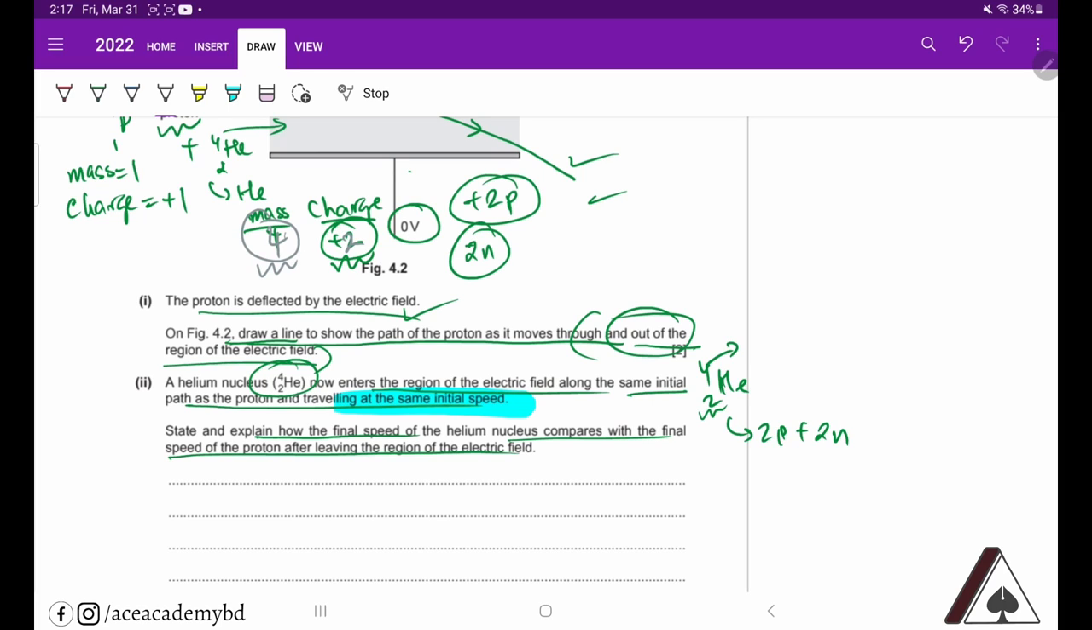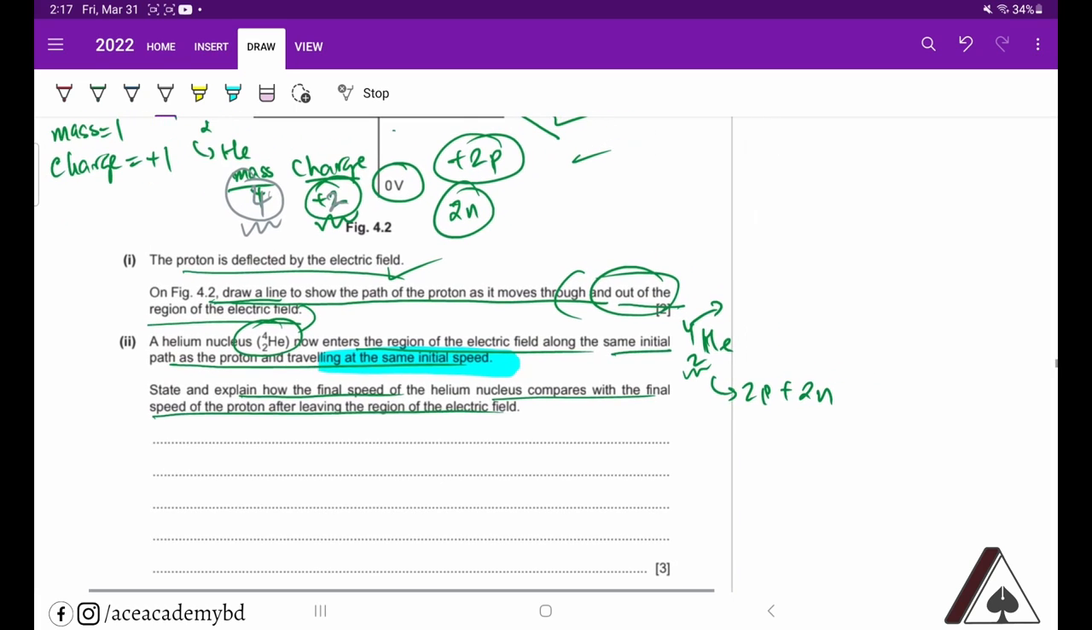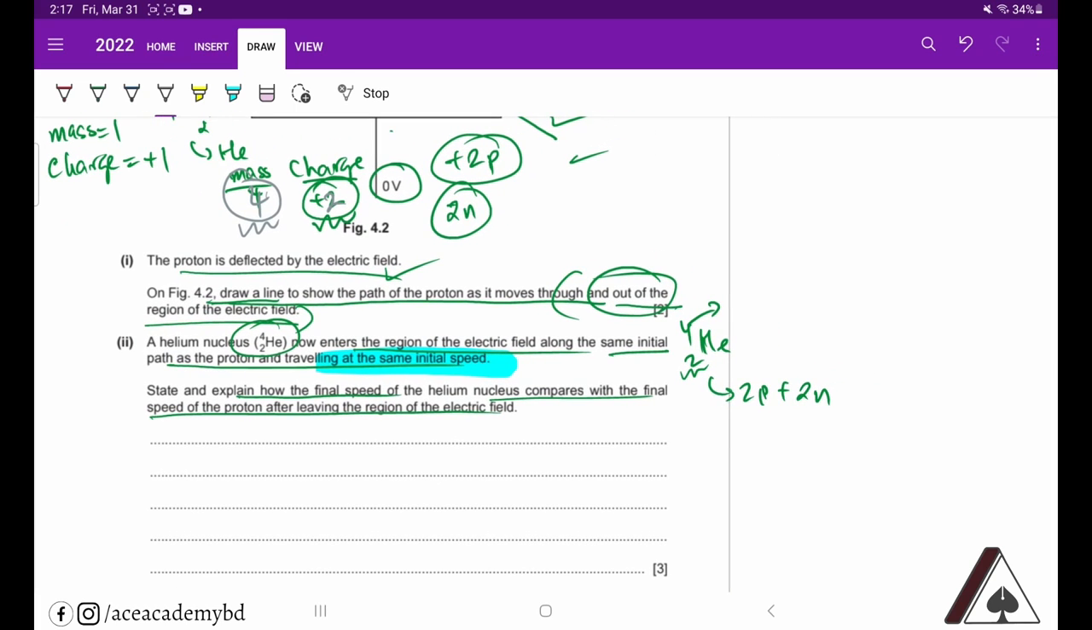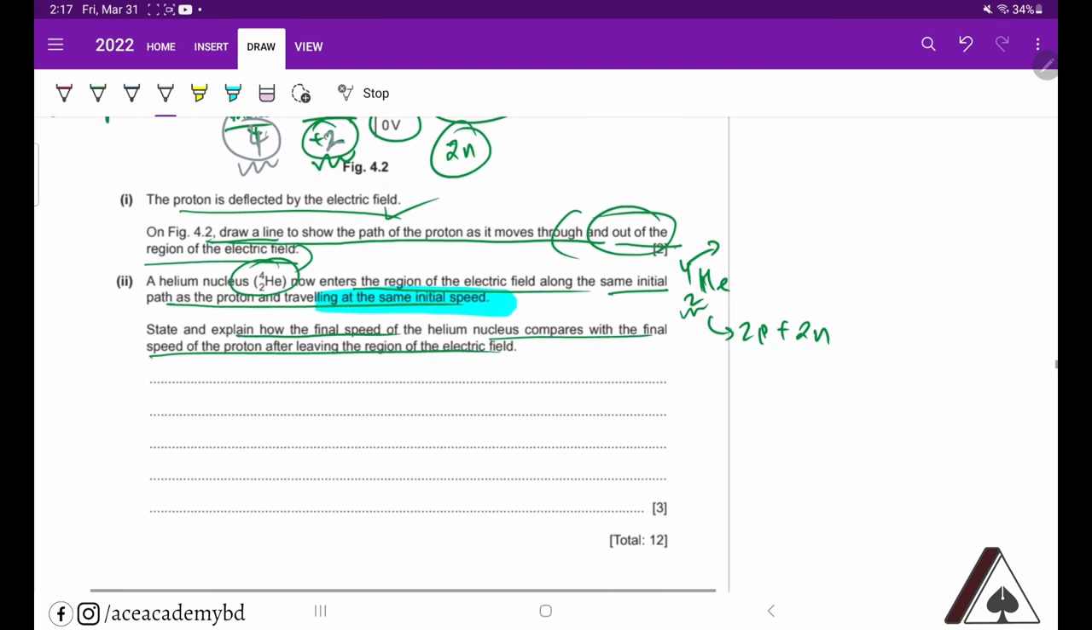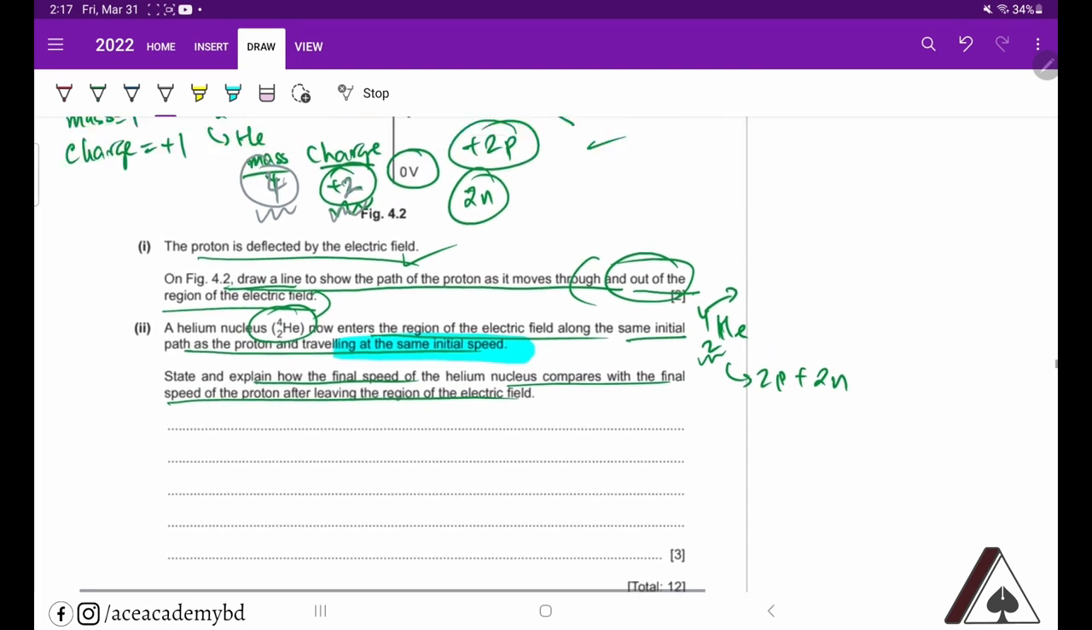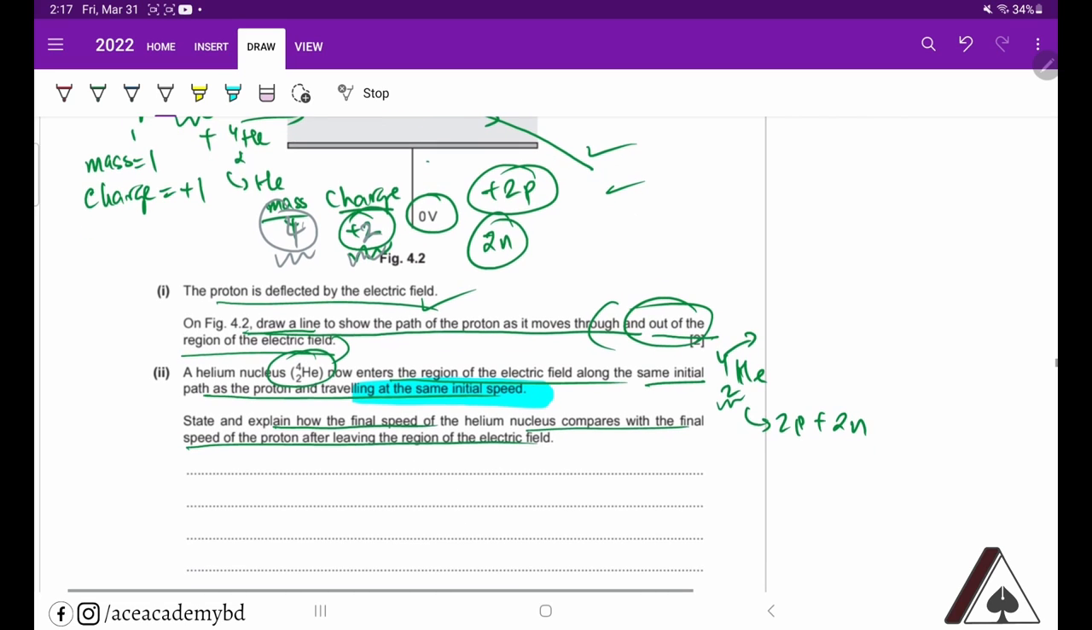So a larger mass cannot travel that fast because it's much heavier, compared to a lighter mass. So the mass is going to counteract, because despite the charge being larger, twice, the mass is 4 times. As a result, the helium will get deflected less.